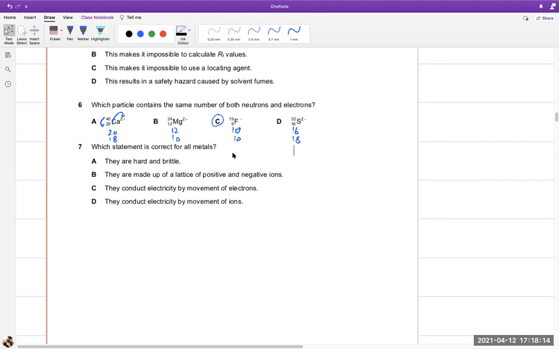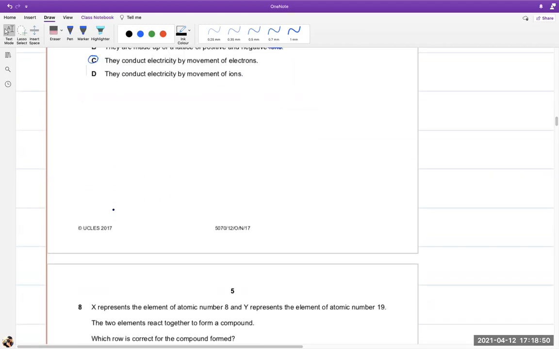Okay, which statement is correct for all metals? Metals are soft, and so the first one is wrong. Second one is wrong because they do have positive ions, but they don't have negative ions. They have negative electrons. So this is wrong. They conduct electricity by movement of electrons. सब metals ये करते हैं. Some of them are more reactive, so we don't make them into wires, but still they can do it. They conduct electricity by movement of ions. Actually, this is contradictory. And secondly, they do that if they're molten. In solids, they can't. The ions are fixed in place.